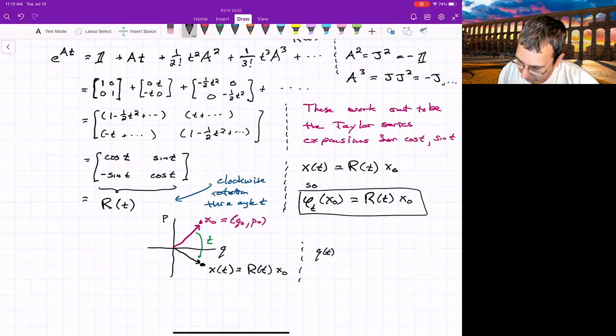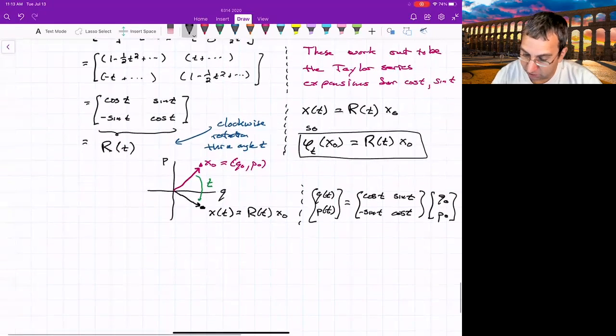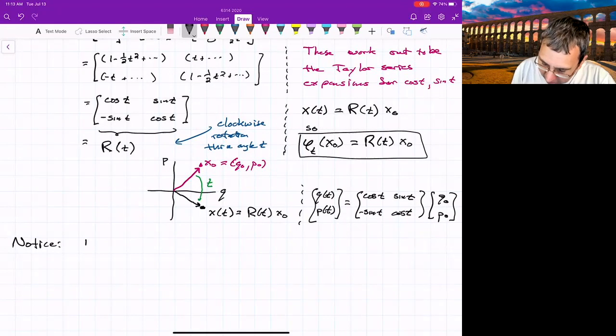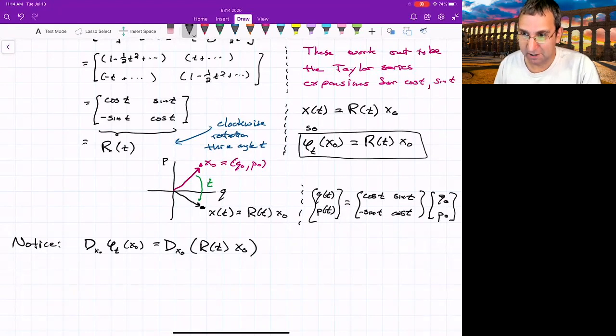Right, Q of T and P of T. If we were to explicitly write it, we get this: cosine T, sine T, negative sine T, cosine T, times Q naught, P naught. It just rotates it. Now here's something to notice. If we take the derivative with respect to X naught of the flow map, the derivative of this thing with respect to X naught, well, this just gives us R.